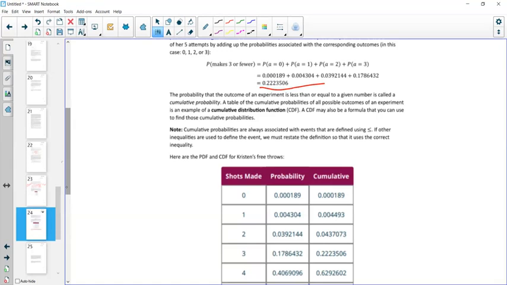A table of the cumulative probabilities of all possible outcomes in an experiment is an example of a cumulative distribution function, or CDF. CDF may also be a formula that you can use to find those cumulative probabilities. Keep in mind, cumulative probabilities are always associated with events that are defined using less than or equal to. If other inequalities are used to define the event, we must restate the definition so that it uses the correct inequality. Here are the PDF and CDF for Kristen's free throws.